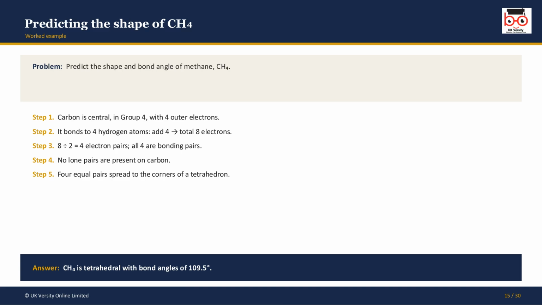It bonds to 4 hydrogen atoms, so we add 4, giving a total of 8 electrons. 8 divided by 2 is 4 electron pairs, and all 4 are bonding pairs, with no lone pairs on the carbon. 4 equal pairs spread out to the corners of a tetrahedron. So methane is tetrahedral, with bond angles of 109.5 degrees.